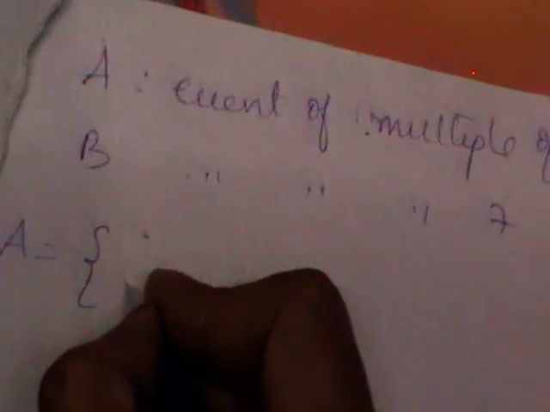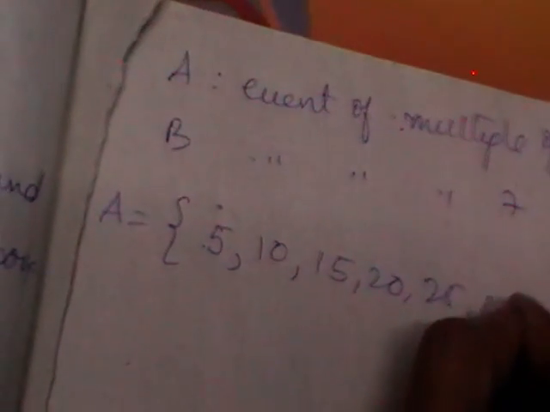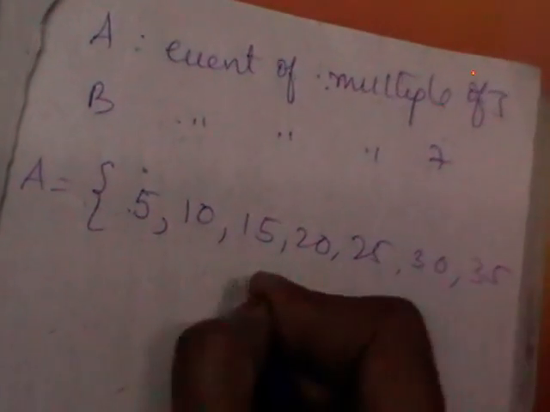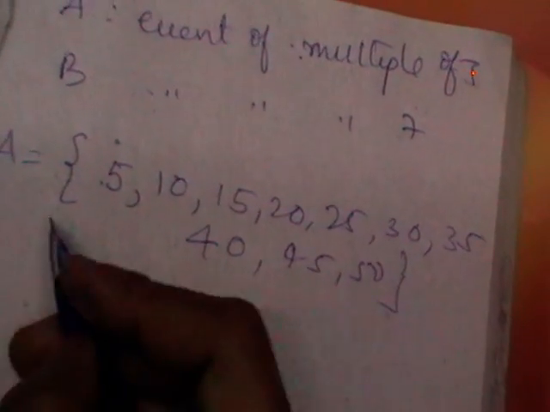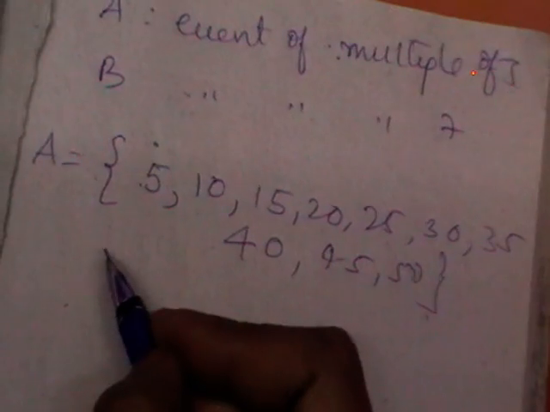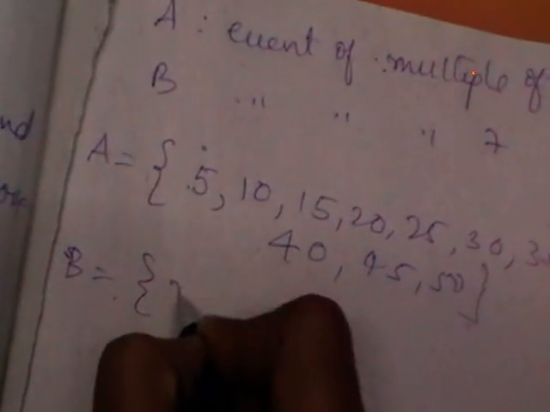So A means between 1 to 50, how many are multiples of 5? 5, 10, 15, 20, 25, 30, 35, 40, 45, 50. Try to identify the multiples of 5 in the range 1 to 50. Similarly, B will be the set of events that are multiples of 7.